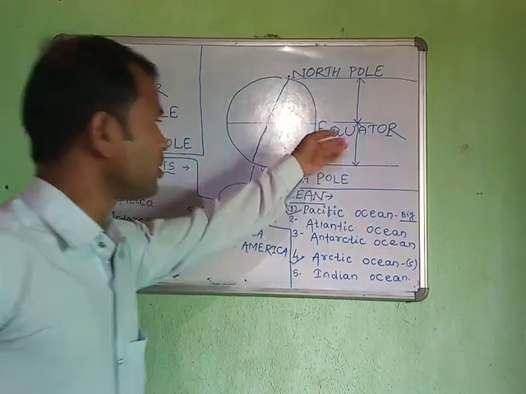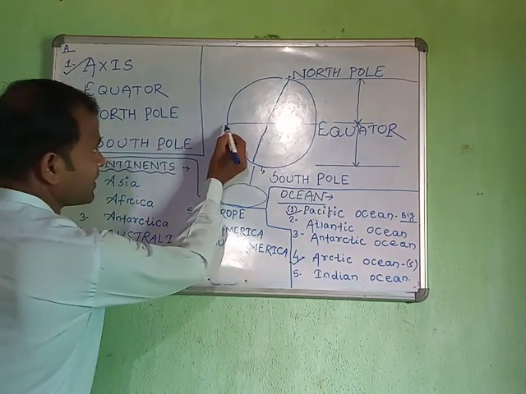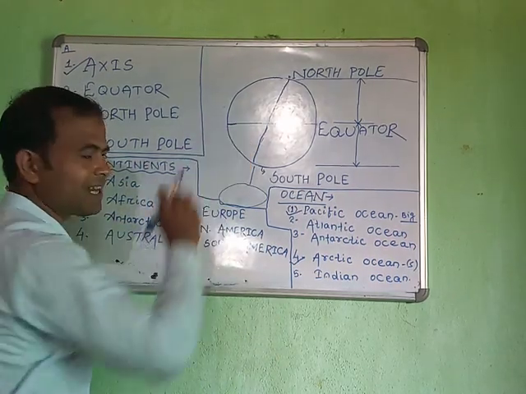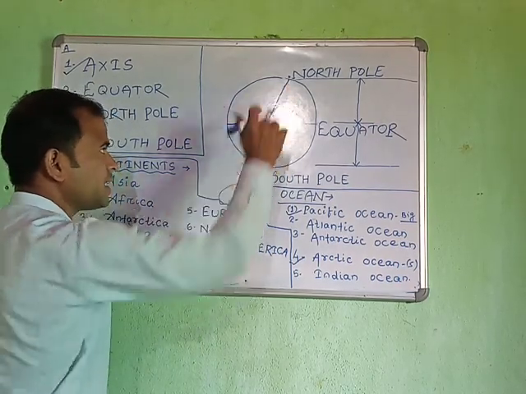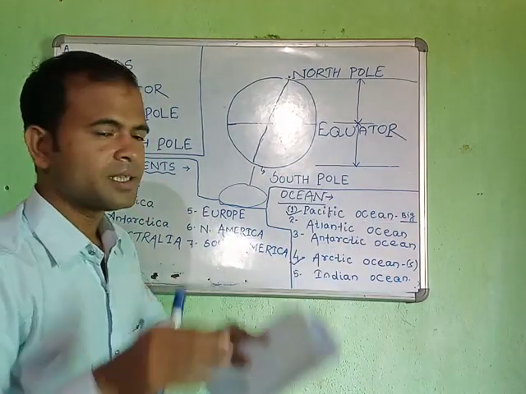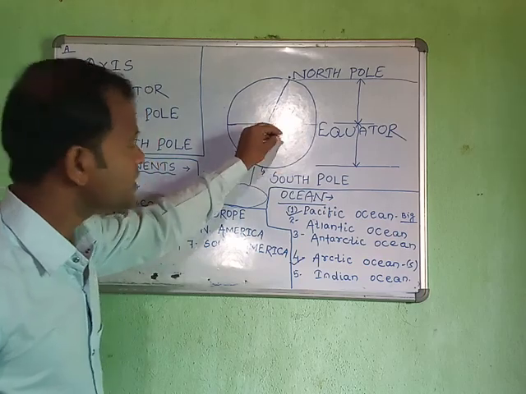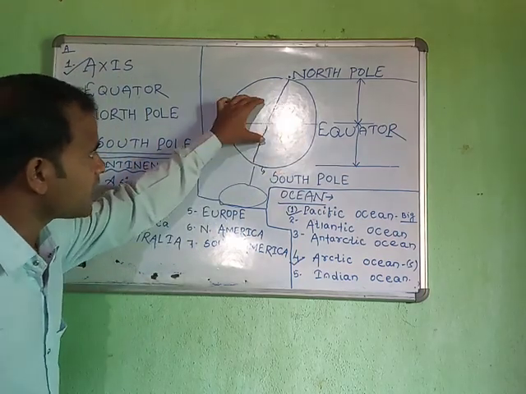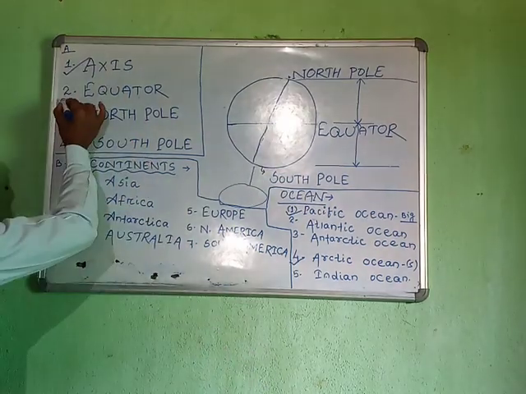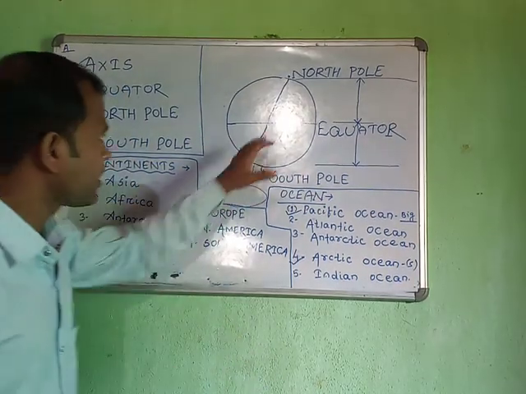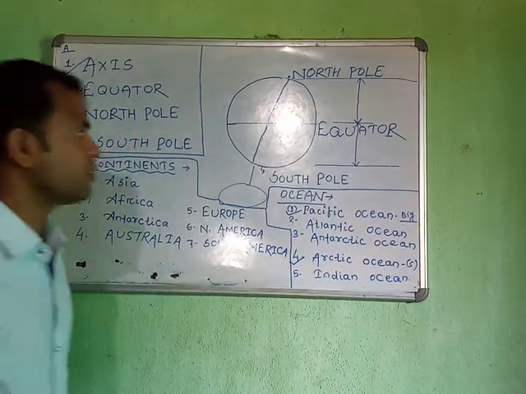Next, we are going to read about equator. What is equator? This is also another imaginary line, and this imaginary line divides the Earth into two equal halves. That means an imaginary line which equally divides the Earth into two equal halves is called equator. This one is equator.